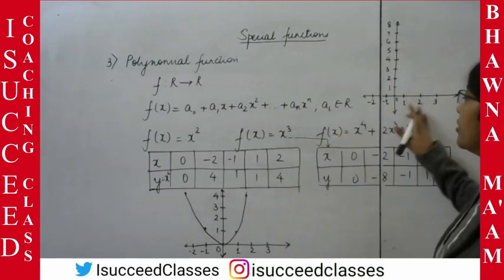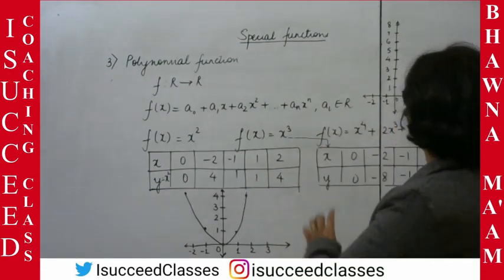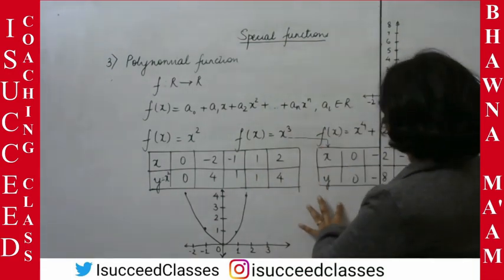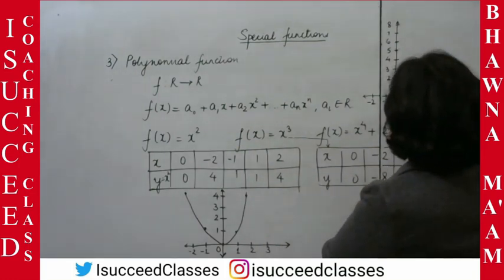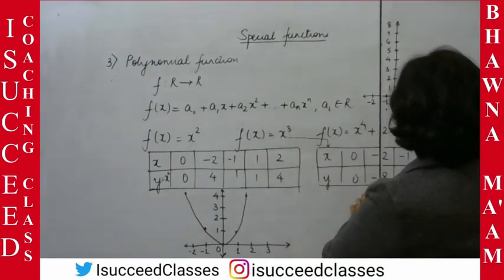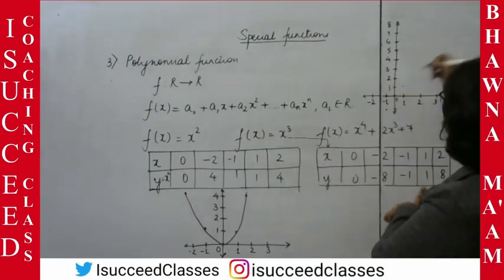Now let's see for f of x equal to x cubed. For minus 2, the value is minus 8, somewhere down here. For minus 1, it is minus 1. For 0, it is 0. For 1, it is 1.